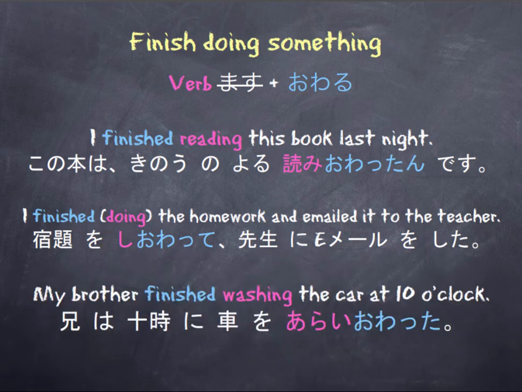And then finally, my brother finished washing the car at 10 o'clock. 兄は10時に車を洗い終わった. So again, we have our verb stem, arai, from the verb araimasu, and we have the verb owaru attached to the end of our verb stem, but in this case we have it in its plain past tense because it's an action that our brother has done in the past.